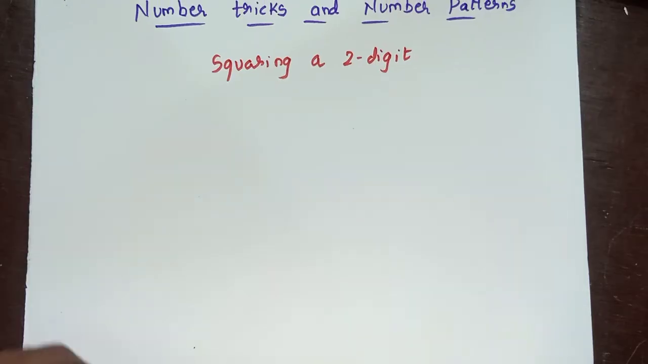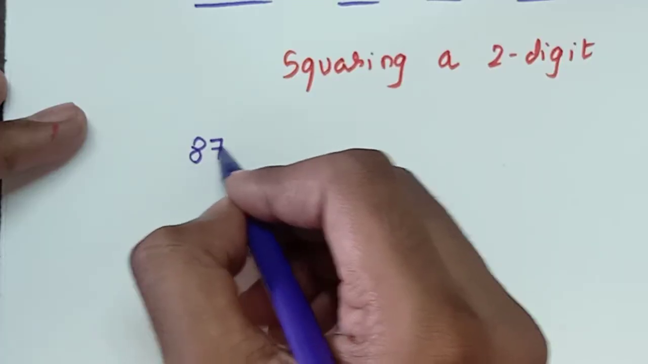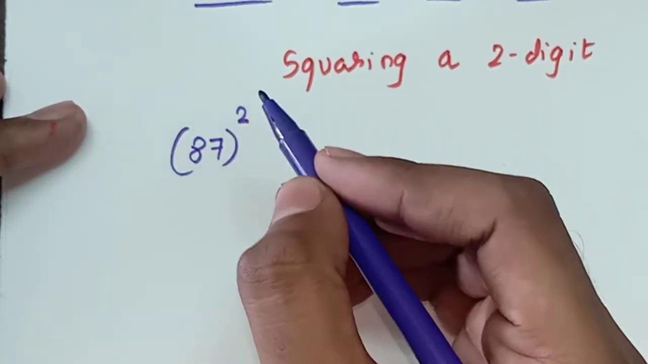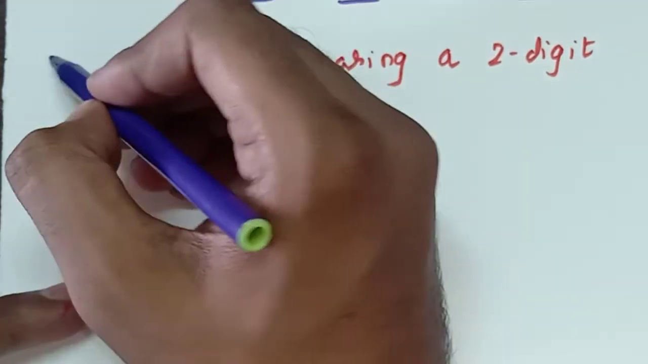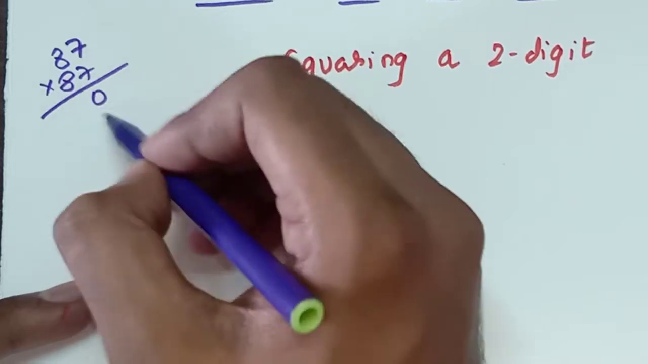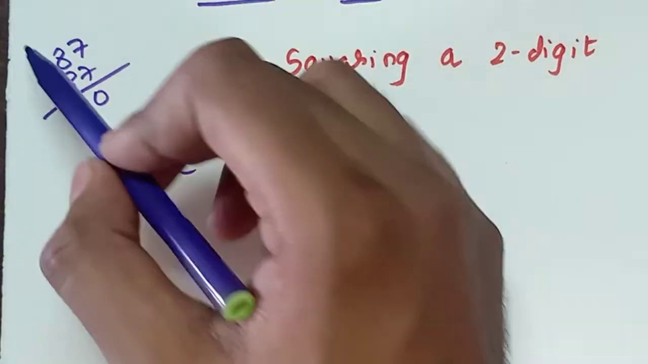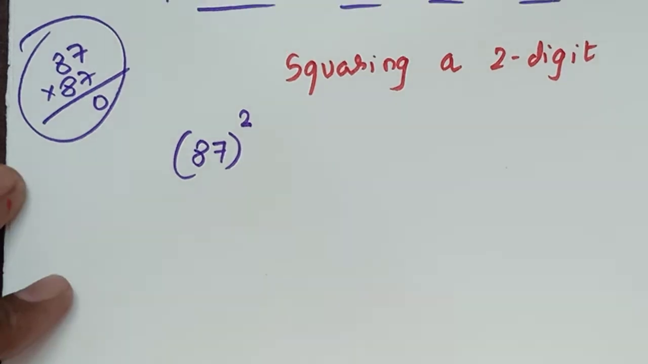So when you have to square a two-digit number, let's say for example you want to find the square of 87, how to find it? The original and traditional method is you do like this: 87 multiplied by 87, put a 0 and then do the rest. But this takes a lot of time, and it is not at all advisable. We want the shortest way.